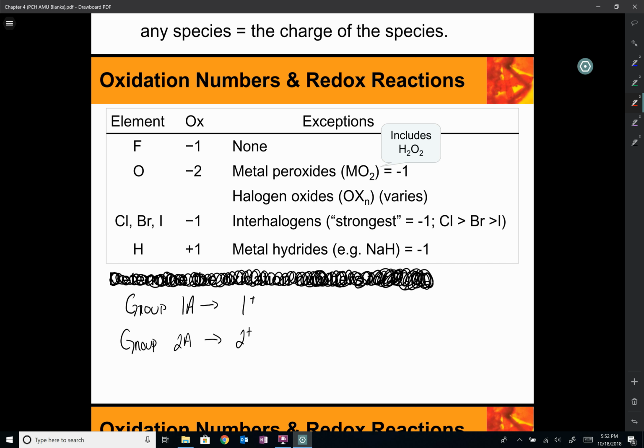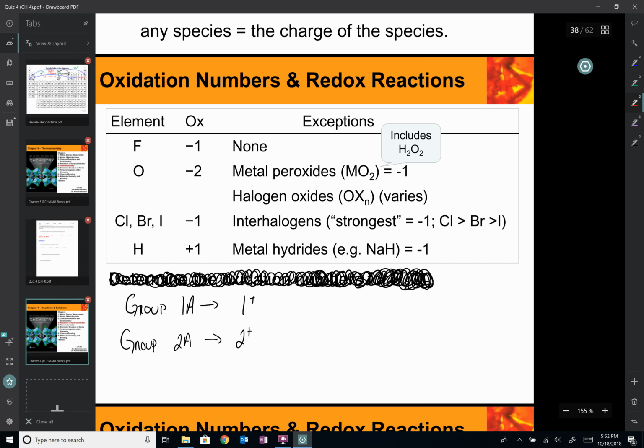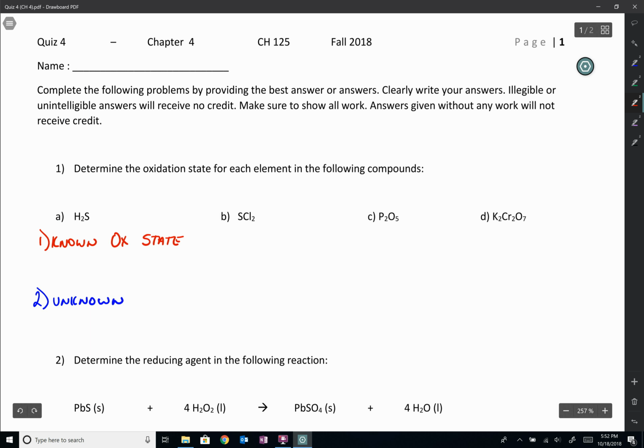Fluorine, oxygen, halogens, group 1A or group 2A, and hydrogen, right? There's not too much to memorize here, okay? So know these rules. I'm going to switch back to my quiz. Here it is. Hopefully you can rewind, pause, and make sure you have a copy of those rules down, because here's what we're going to use.